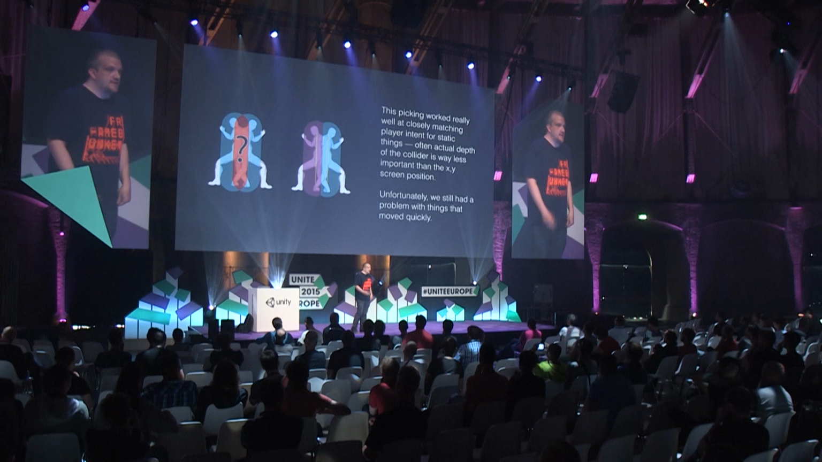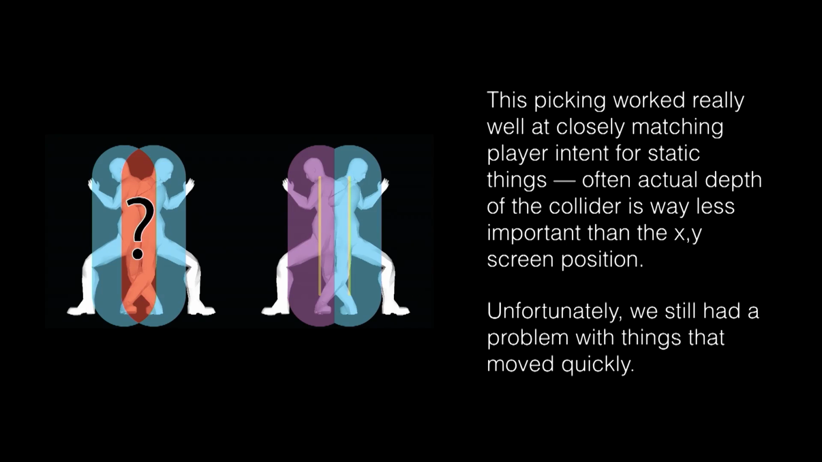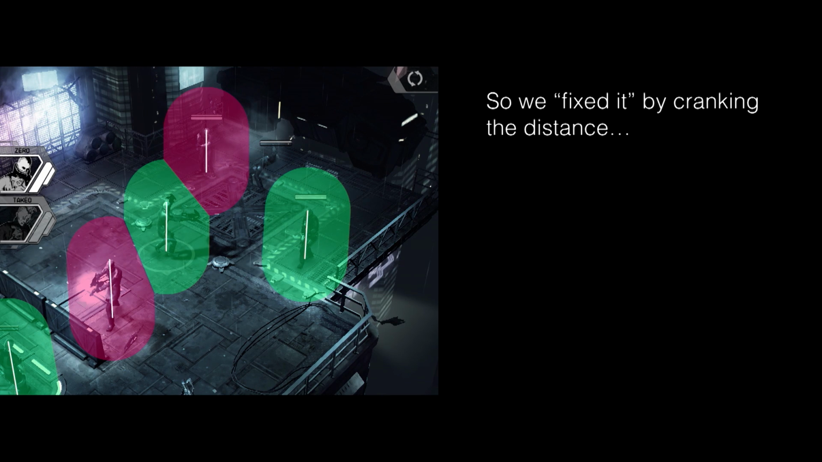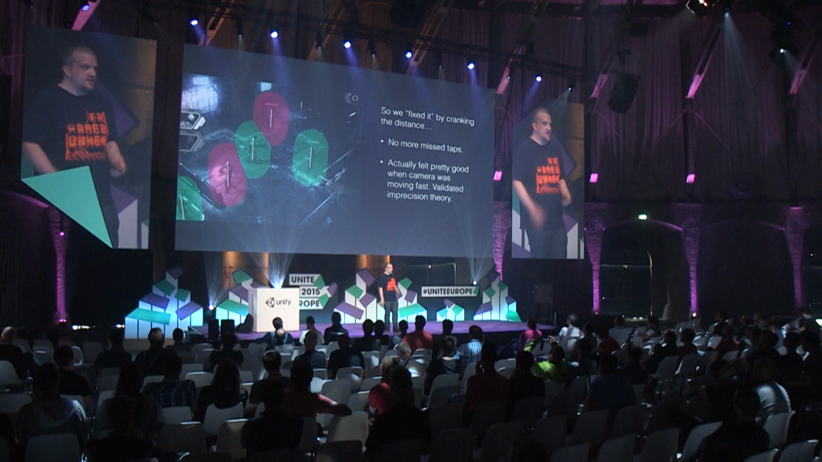Unfortunately, it did absolutely nothing for solving the guys-moving-quickly problem, because we're effectively still dealing with capsules. They're screen space capsules, but they're just capsules. So we fixed it by cranking the distance. And now everything worked beautifully. There were no more missed taps. It actually felt really good when the camera was moving fast. Guys were zipping across the screen, you were touching, and you were always getting the guy that you wanted.